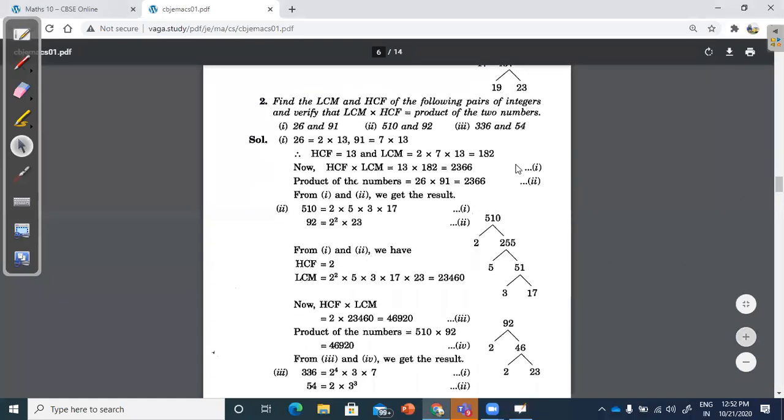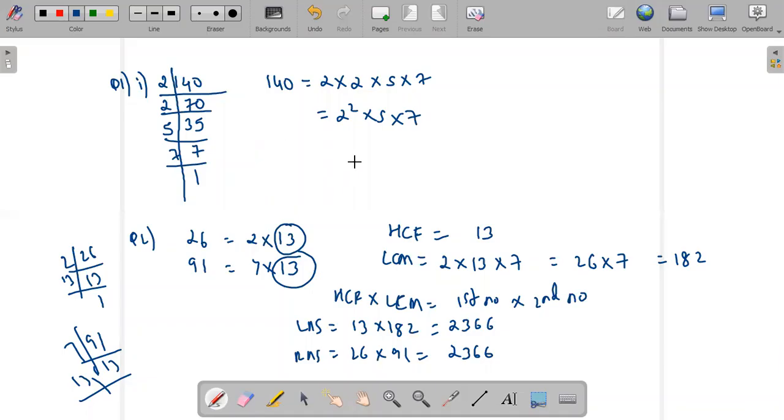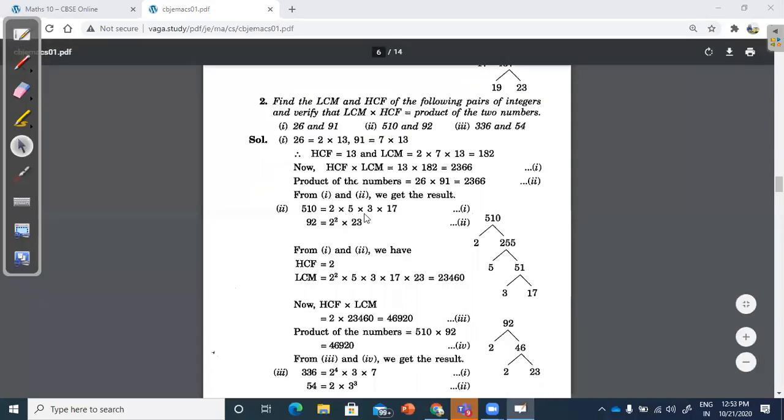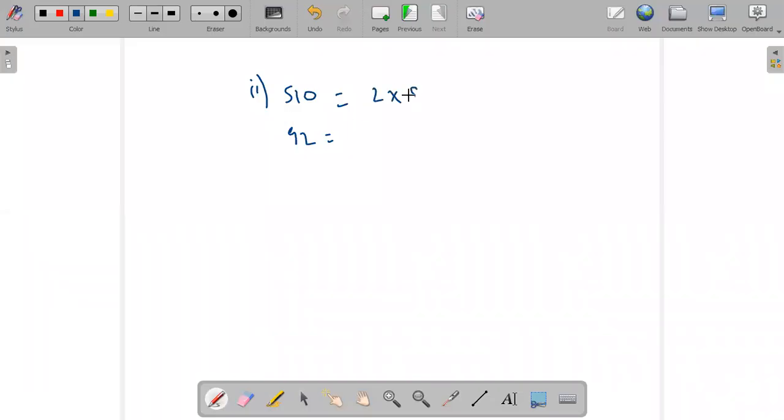So let me explain to you one more. 510 and 92. I'm going to get the factors of 510: 2, 5, 3, 17. And 92 is 2 square into 23. Okay. So if I'm doing the second part, 510 and 92 factors, I hope it's clear how to find out. It's a simple prime factorization: 2, 5, 3, 17.